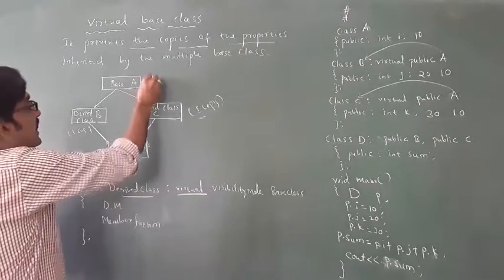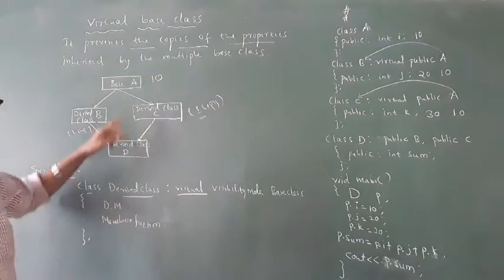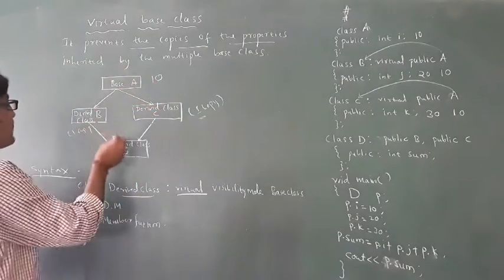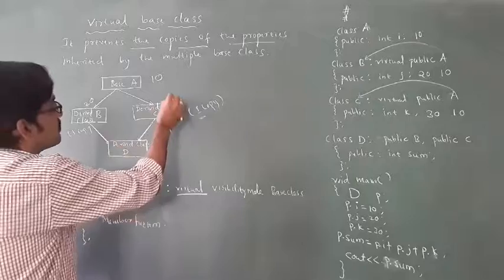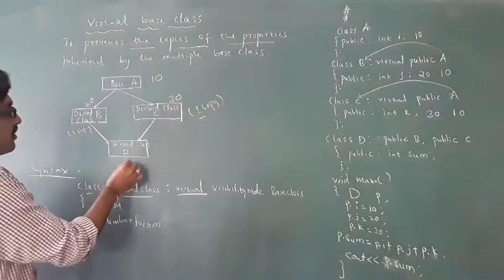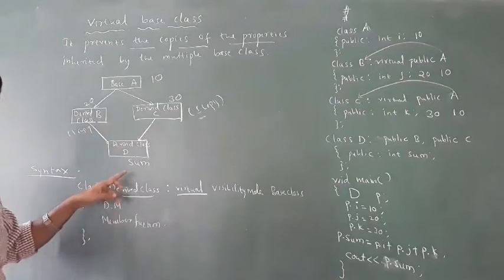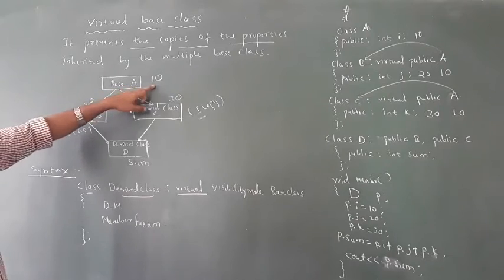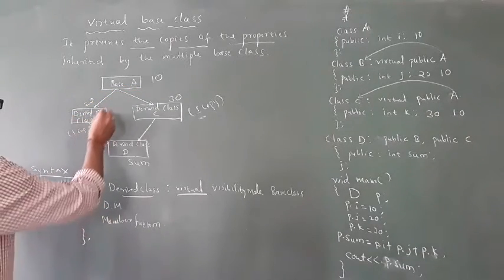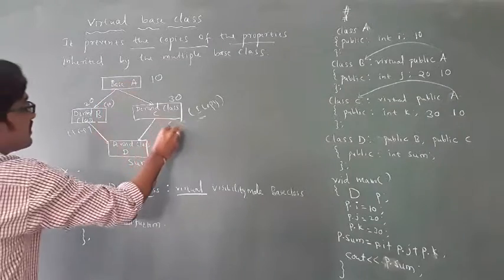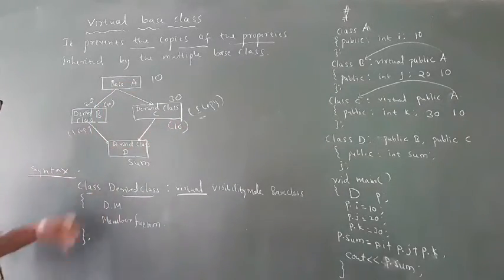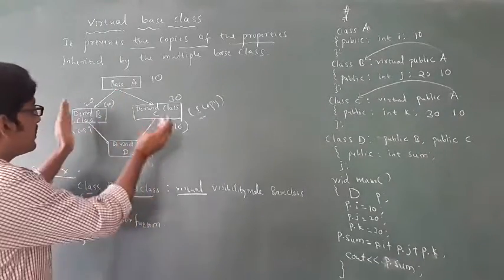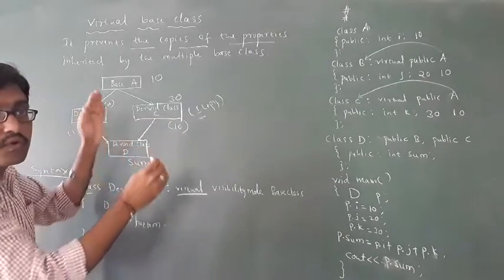For example, in base class A we have a value 10. Then in B class we have value 20. In the C class we have value 30. This is nothing but a sum. Base class A gets its value here, 10. Then B also gets 10. Then D wants to inherit the property of A, and at a time two 10s will not come. If you want to avoid this drawback you have to use virtual.